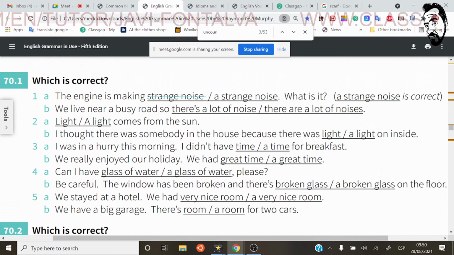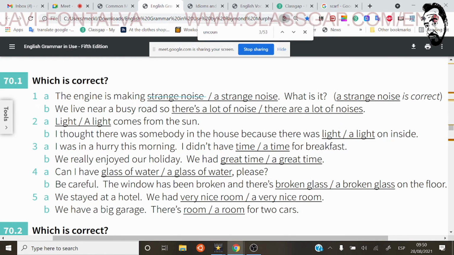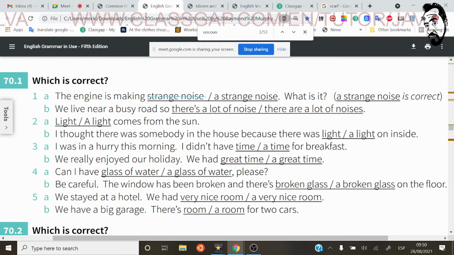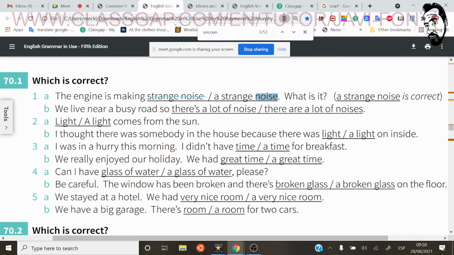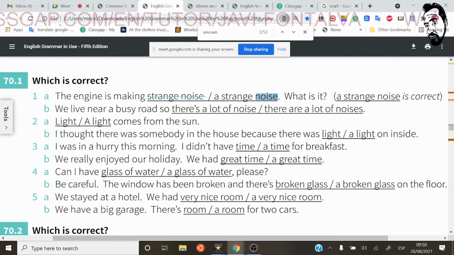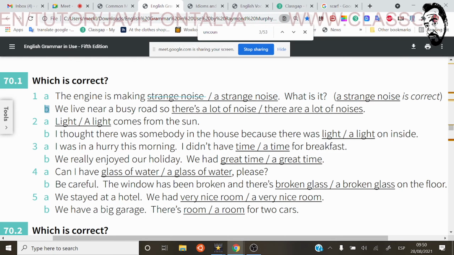Okay, let's try this one. So here you have two options. You have to tell me which one is correct. So for example, the engine is making a strange noise, because we're talking about a specific noise. What is it? Okay, number 1A, 1B.